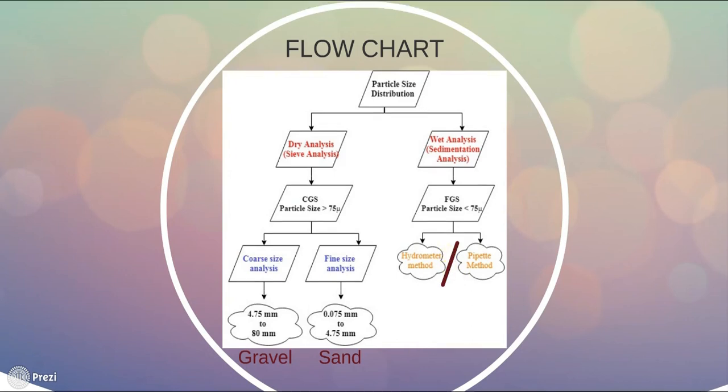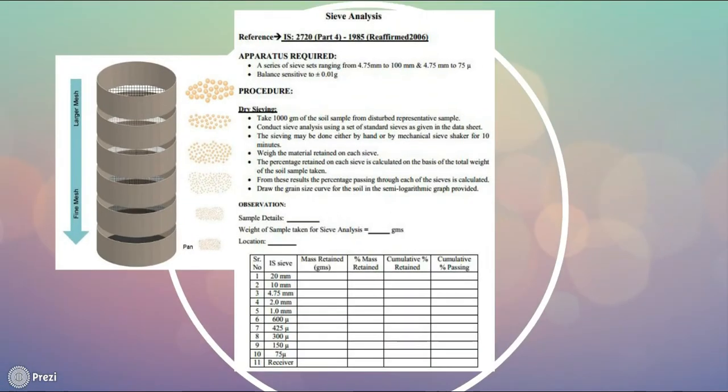Moving forward, sieve analysis. It is performed to determine the particle size distribution. Sieve analysis is done as per IS 2720 Part 4 1985. Apparatus required for that is a series of sieve sets ranging from 4.75 mm to 100 mm and 4.75 mm to 75 micron. I mean coarse sieves as well as fine sieves. Then balance, which is sensitive up to plus or minus 0.01 gram.